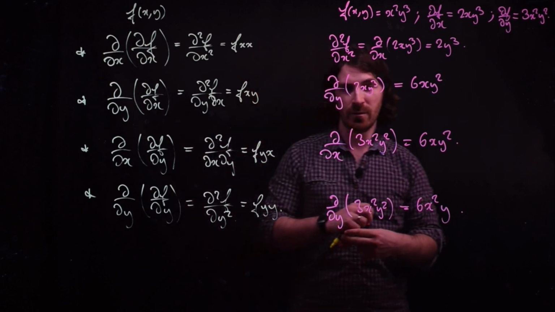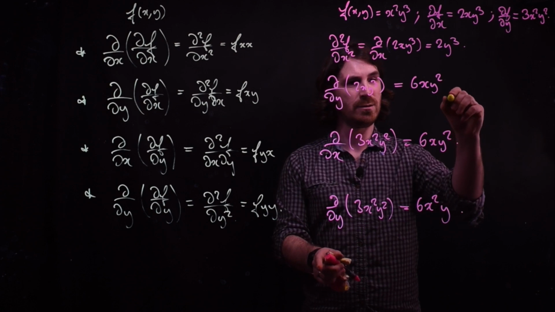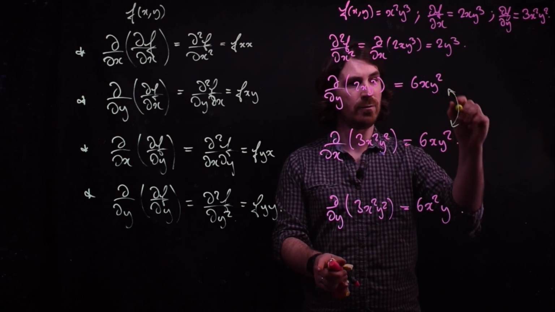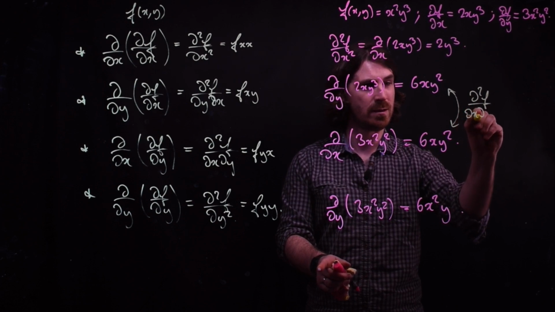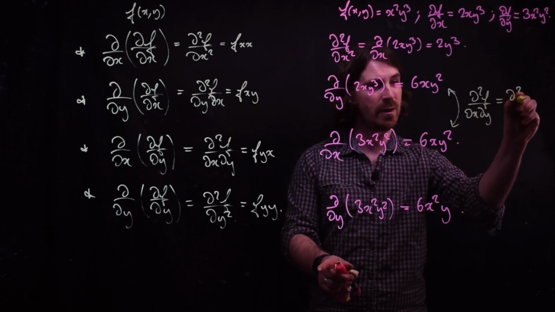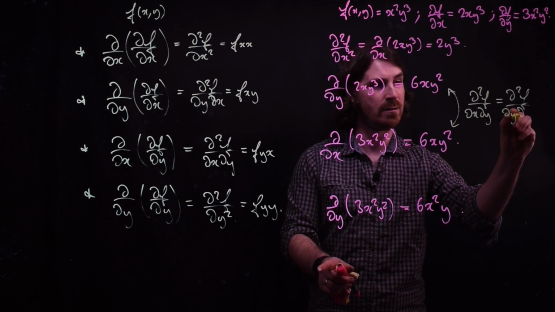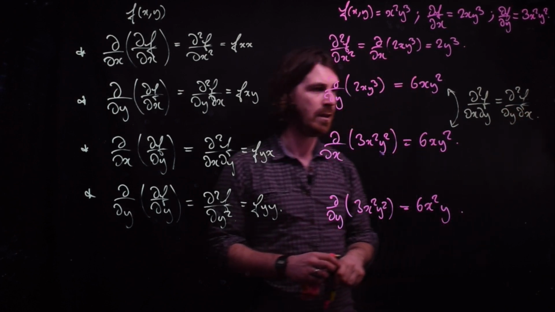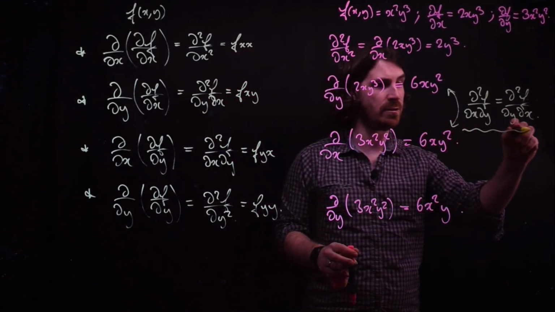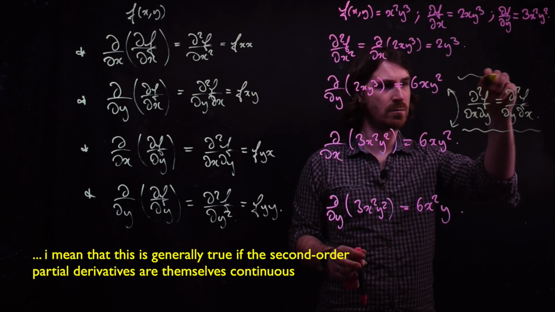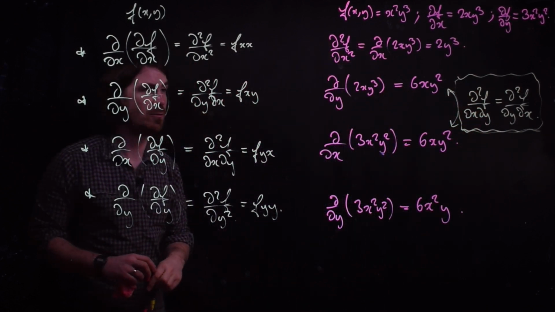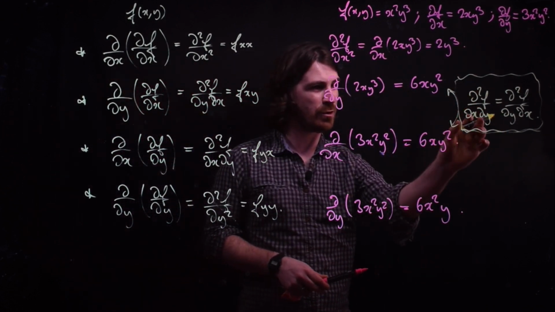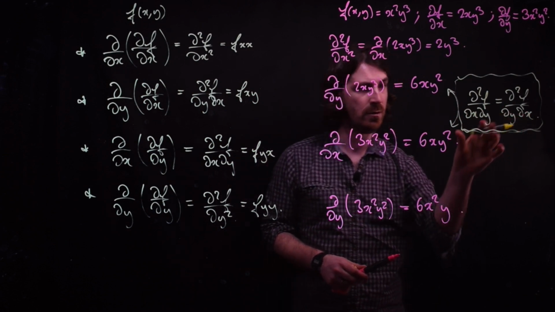Now, if you look carefully, you'll see that these two are equivalent: d2f by dx dy equals d2f by dy dx. In general this is true for any continuous function. So partial differentiation is commutative. It doesn't matter what order you take the derivatives in, you'll get the same result.